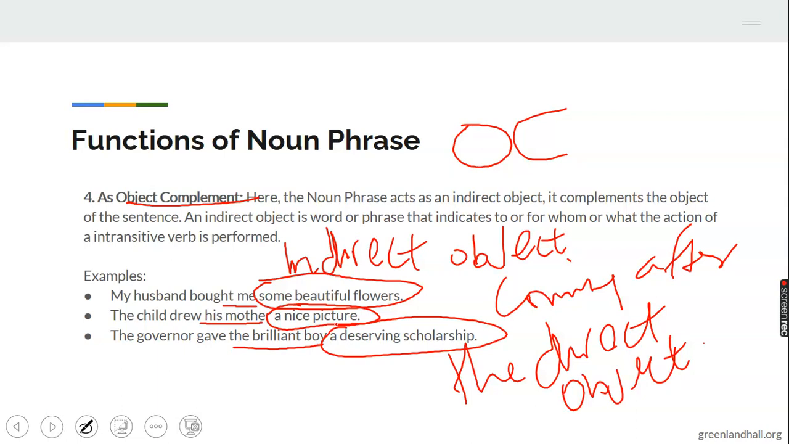My husband gave me them. Or you can say, my husband gave them to me. Gave them to me. Them is replacing this. The child drew it for his mother. It, you have to make them come in to function well. Draw it. What's the it there? A nice picture. The governor gave him, gave the boy, gave it to the brilliant boy. Deserving award, it to the brilliant boy.